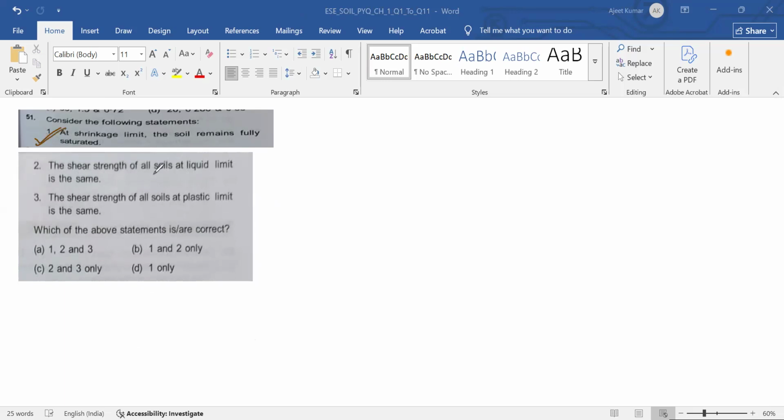The shear strength of all soil at liquid limit is the same. Yes, this statement is also correct, and it is 2.7 kilonewton per meter square. The shear strength of all soil at plastic limit is the same. No, at plastic limit, the shear strength will be different for different soils. So this statement is wrong. So statements 1 and 2 are correct. So option number B is the correct answer. Okay.